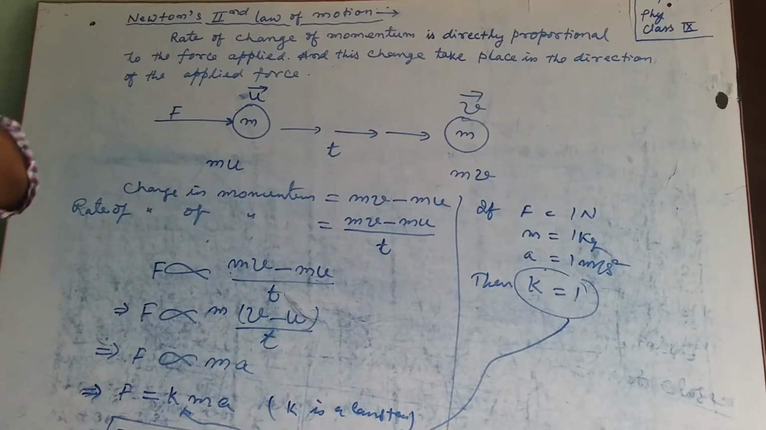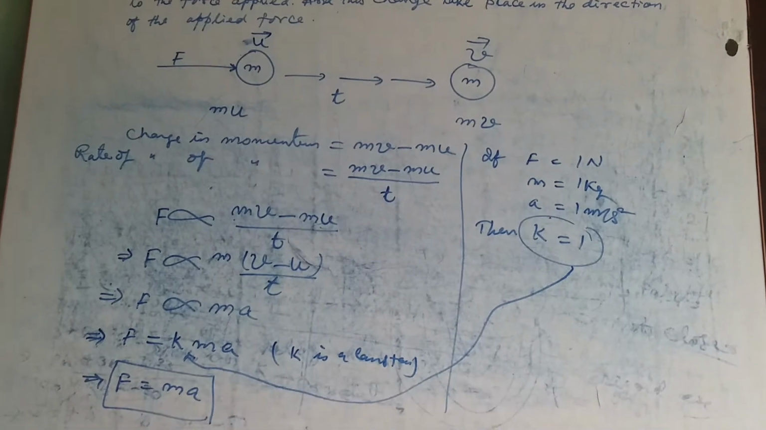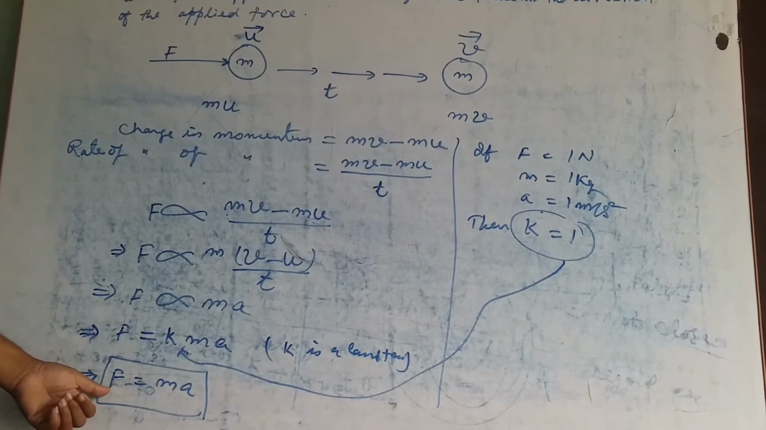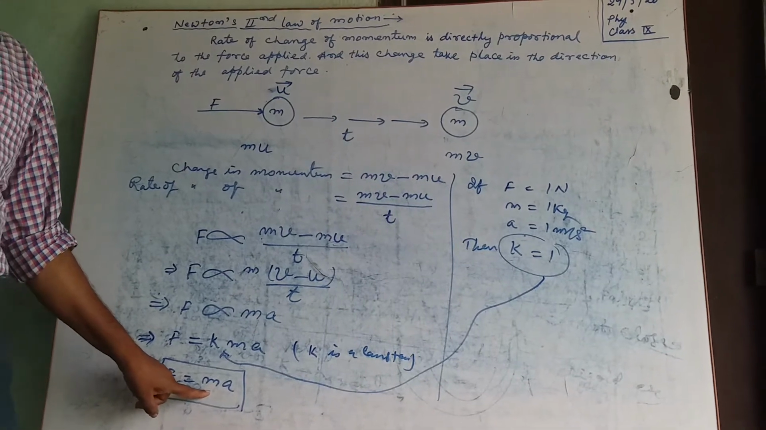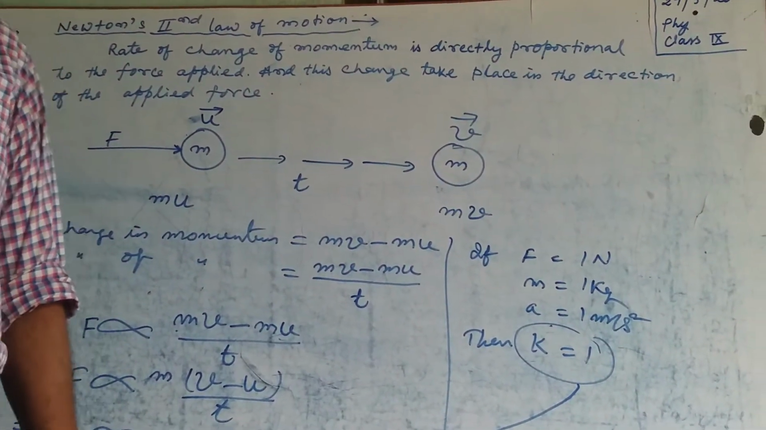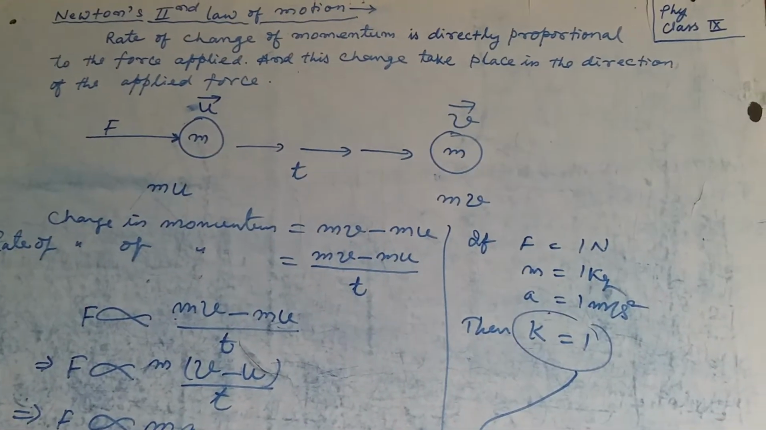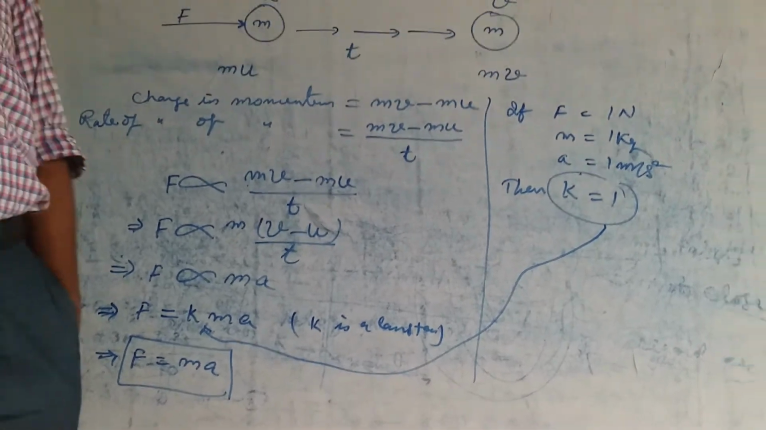The unit of force is Newton. 1 Newton is the force which, when applied on a body of mass 1 kg, produces an acceleration of 1 meter per second square. Next, we will study some special cases of Newton's second law.